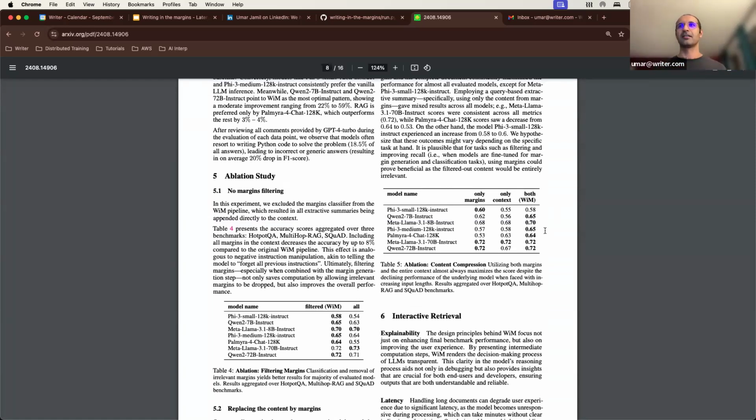So you can see here this ablation on context compression. If you only send the margins or only the context, it is always worse than providing them both. Context being the whole, right? Yeah, the entire book.